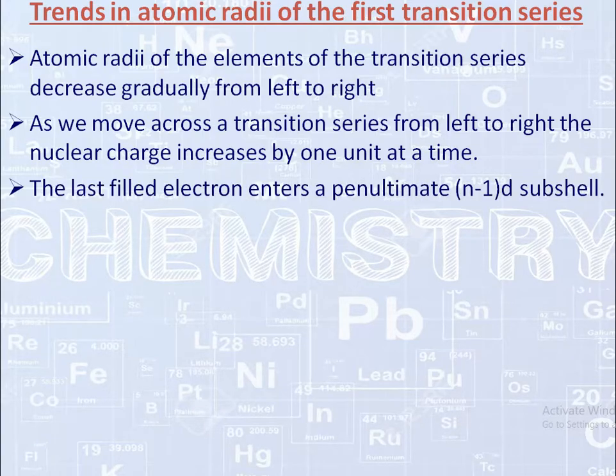In transition elements, the last electron enters the (n-1) d subshell. We know that the order of screening or shielding effect is s orbital greater than p orbital, greater than d orbital, greater than f orbital. According to this, the shielding effect of d electrons is very less, and hence the attraction between the nucleus and valence electron increases.